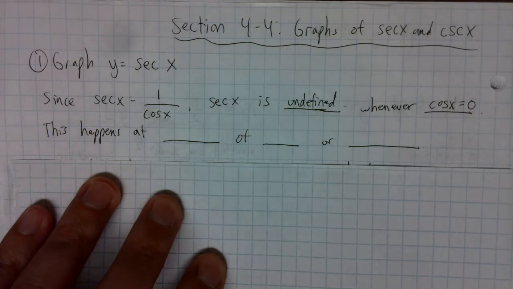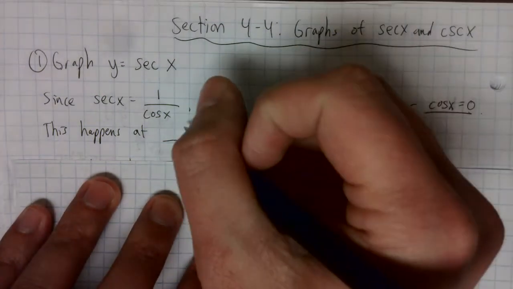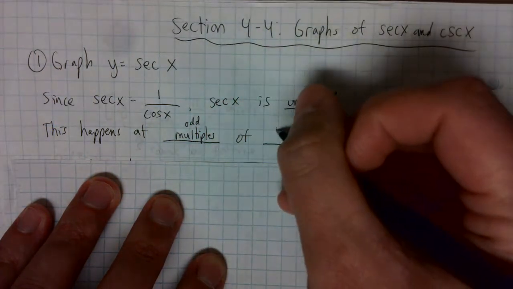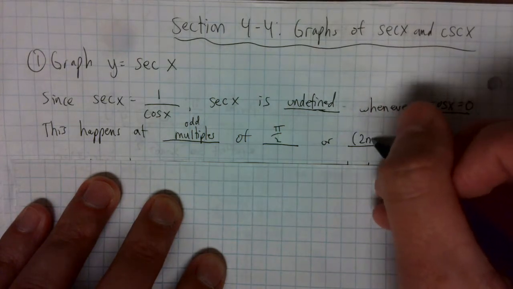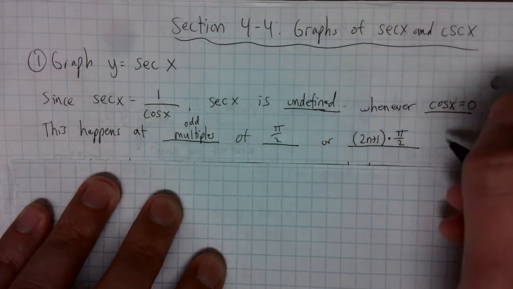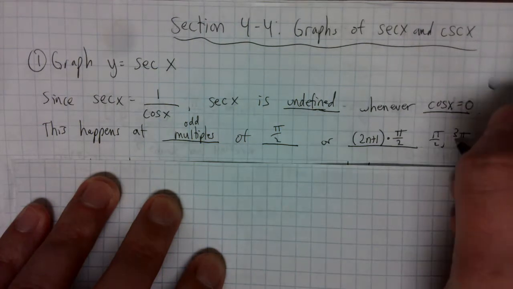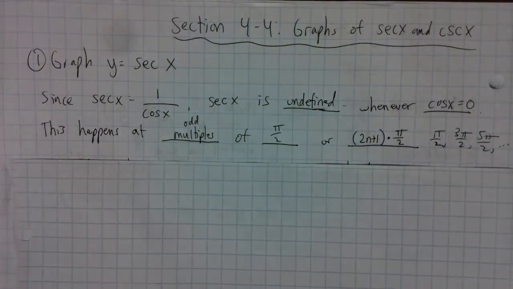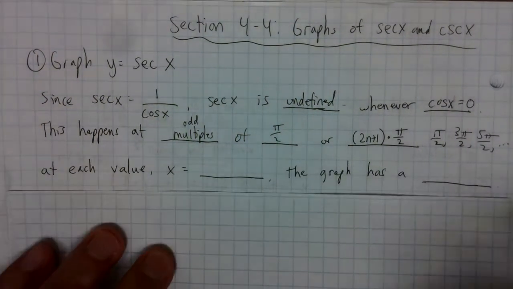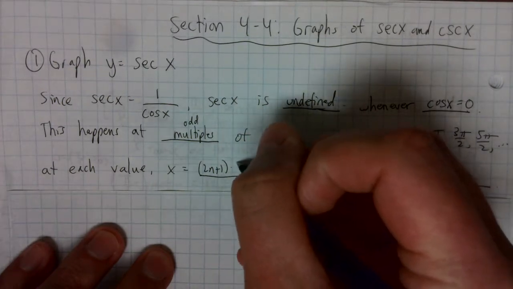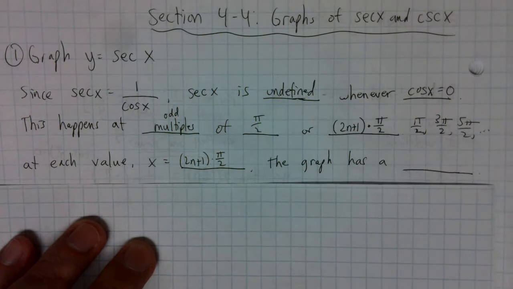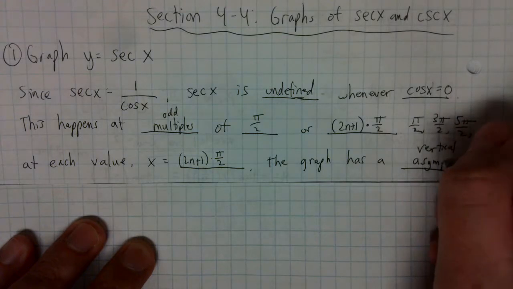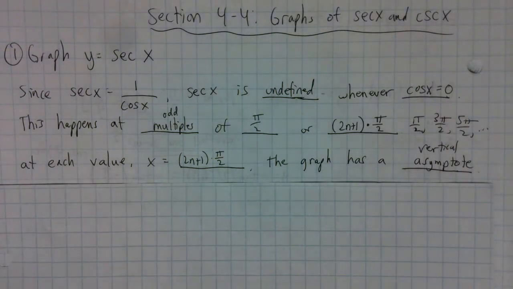And again, just like tangent, whenever cosine is 0, this happens at all of the odd multiples of pi over 2, or the way we wrote that, 2n plus 1 times pi over 2. So that was like pi halves, 3 pi halves, 5 pi halves, 7, so on, all the odd multiples of pi over 2. Whenever you have an x value for your function that is one of those odd multiples, we get a vertical asymptote. So all of this looks very similar to what we wrote down for the tangent function.